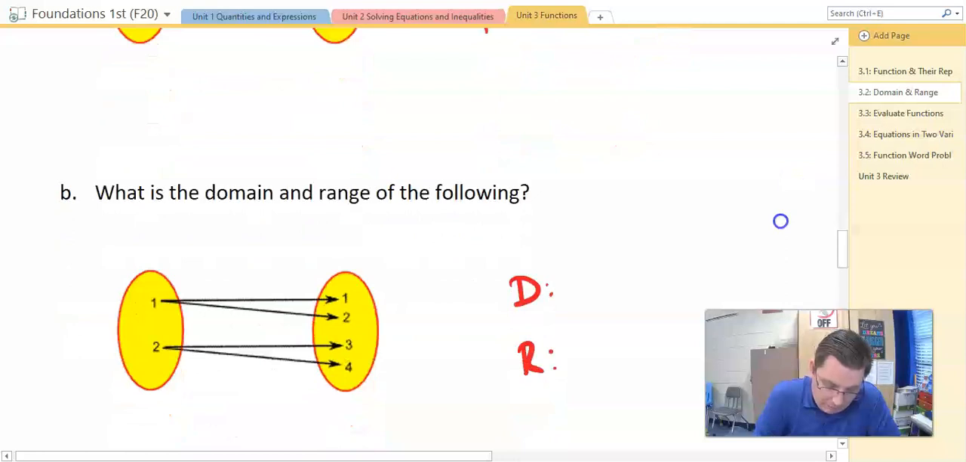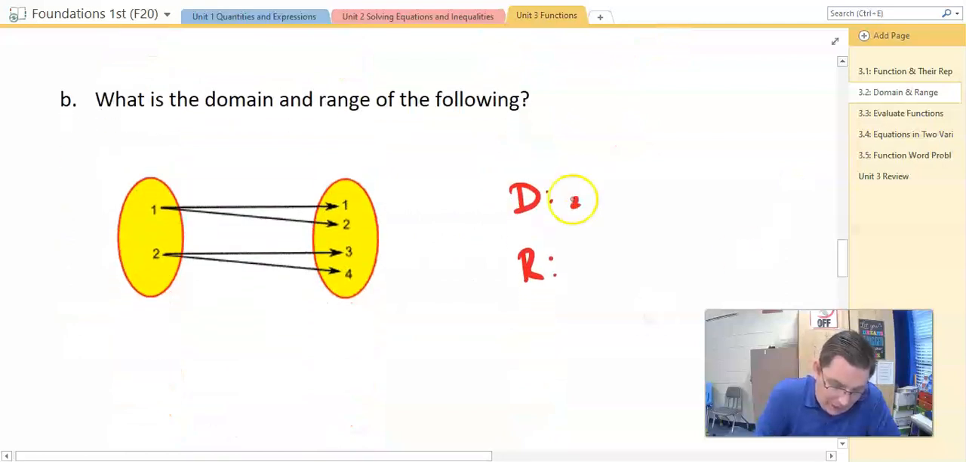Okay? When we look at example B, the domain here, just our list of x, so 1 and 2.